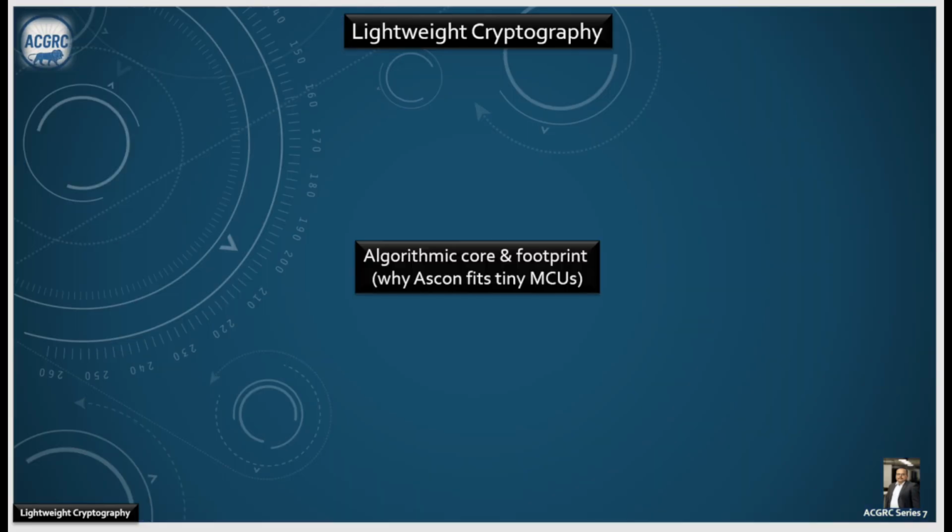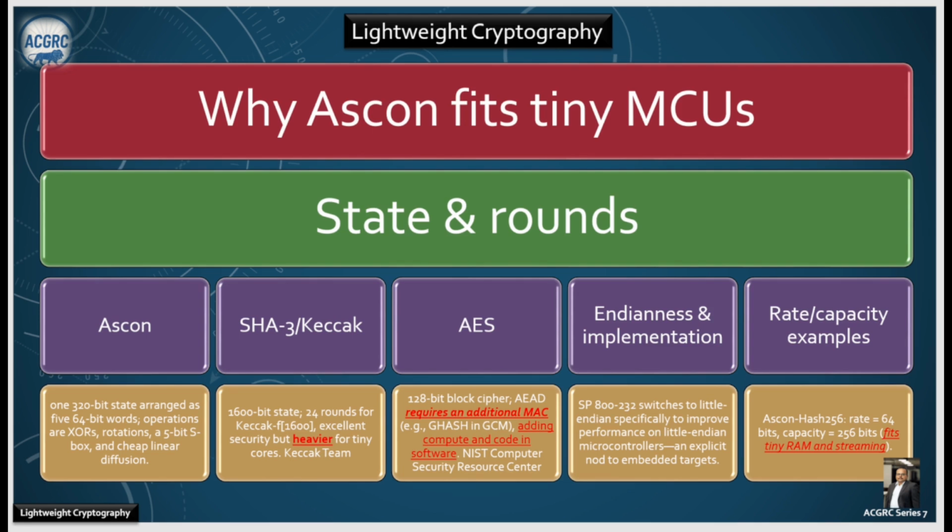So why does Ascon fit into tiny microcontrollers? Well, the one 320 bit state is arranged as five 64 bit words. Hence, it's cheaper, and linear diffusion is possible here. Comparatively, SHA-3 is heavier. AES requires an additional MAC, adding compute and code in the software.